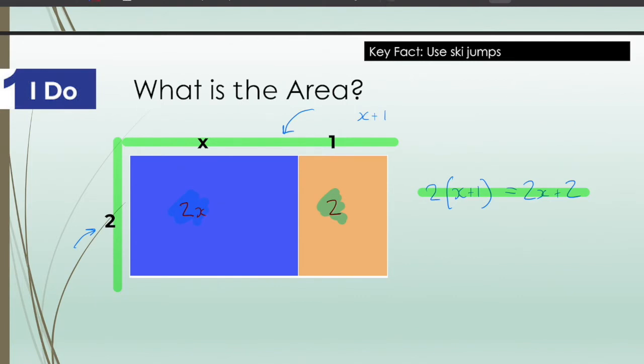And if we can remember how to use our ski jumps, we know that when we're expanding a bracket, we take this number out the front, we times it by the thing inside. We take this number again and we times it by the other thing inside. And you can see that's exactly what we have over here. We have 2x, which is 2 times x, and we have 2, which is 2 times 1.